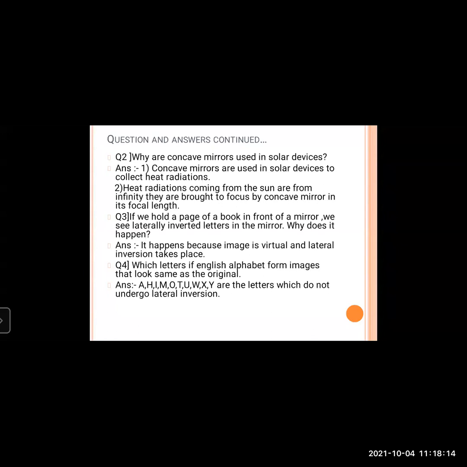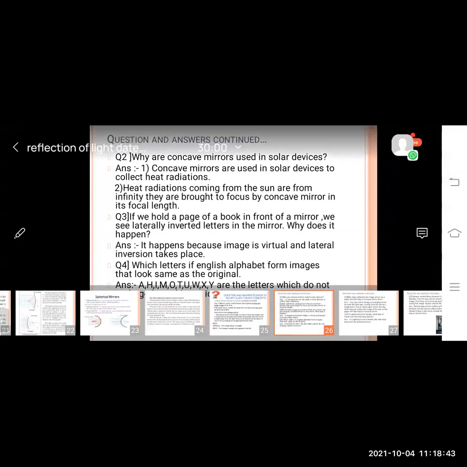Which letters of the English alphabet look the same in the mirror as the original? They do not change. These are the letters: capital A, H, I, M, O, T, U, W, X, Y. These are the letters which do not undergo lateral inversion. You can write these letters on a piece of paper and stand in front of the mirror. These letters will never undergo lateral inversion.